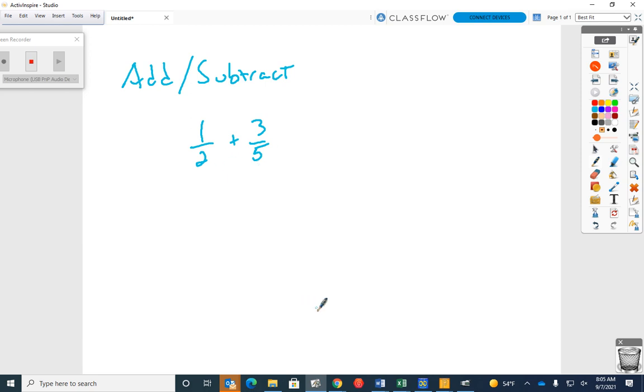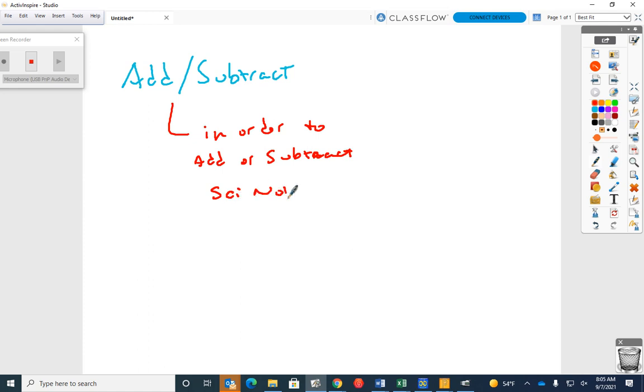Well, it's kind of the same thing with addition and subtraction, okay? In order to add or subtract scientific notation, you must have the same exponents. It's kind of like a common denominator.